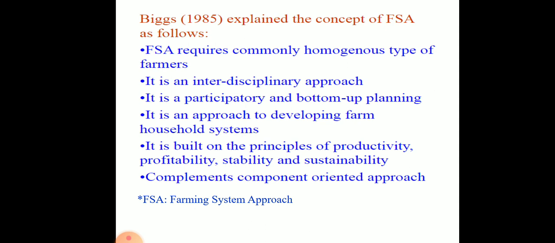It is an interdisciplinary approach since there will be integration of disciplines of agriculture. Like for example, you deal with horticulture plus hog raising plus rabbit production plus farm tourism. Then that could be an interdisciplinary approach. Okay? It is a participatory, bottom-up planning until it will conquer the community. So what is this participatory approach?